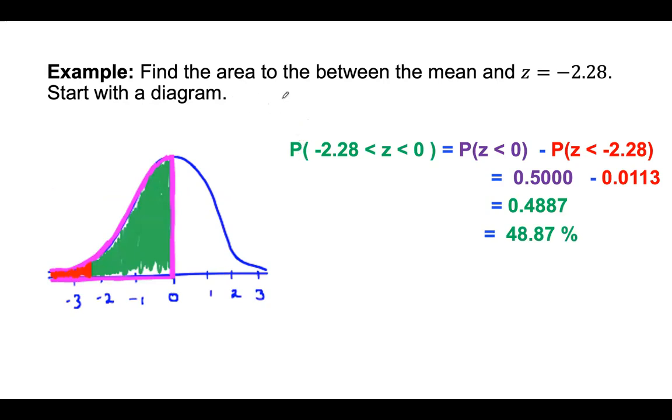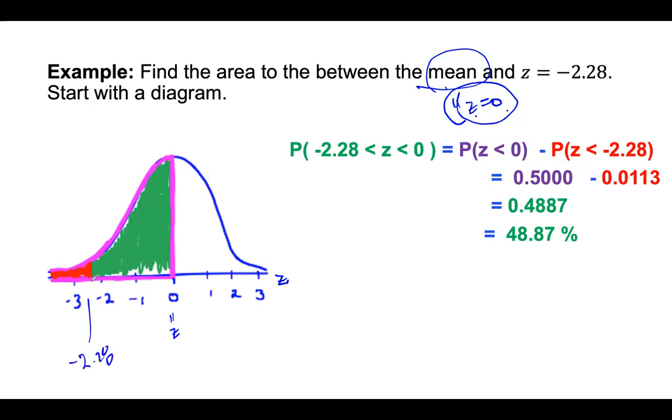So find the area between the mean and z equals negative 2.28. And you start with a diagram. So what is the mean? So the mean again is when z is equal to 0, because remember this is our z. So it's just understanding what is the mean? Well, that just means when z is equal to 0. But that's all it means, right? So here's where z is equal to 0. And between that and negative 2.28.